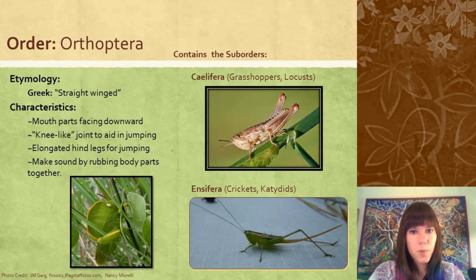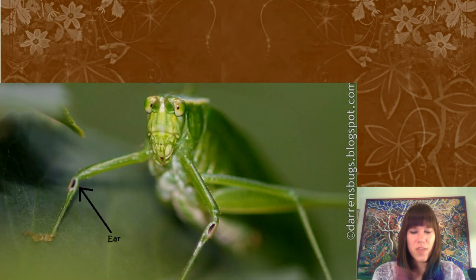The second suborder is Encephora, which in Latin means sword bearer, and that's because the females have these really long, giant ovipositors. So if you get a female and the ovipositor is noticeably large, then you definitely have an Encephoran. A couple other characteristics are that the ears are on the tibia of their forelegs, and they make sound by rubbing their wings together. These guys include crickets and katydids.